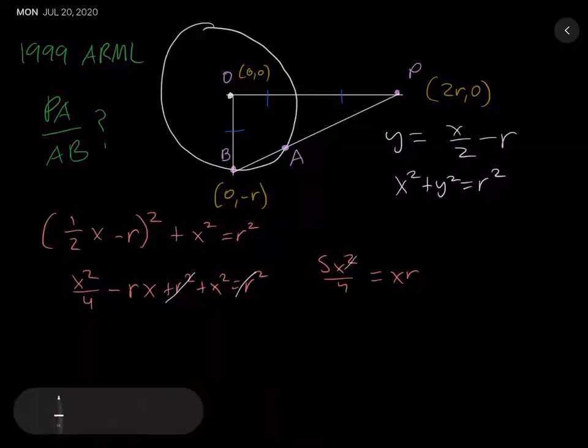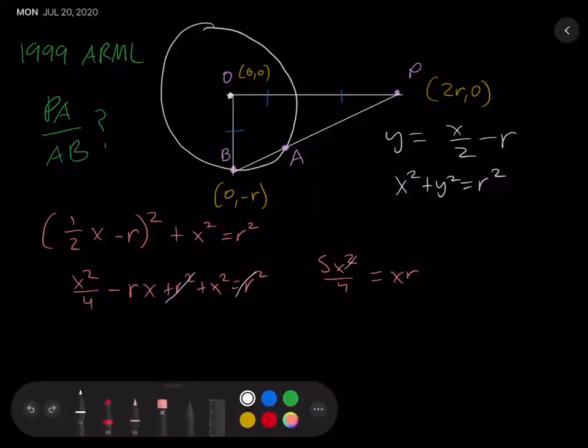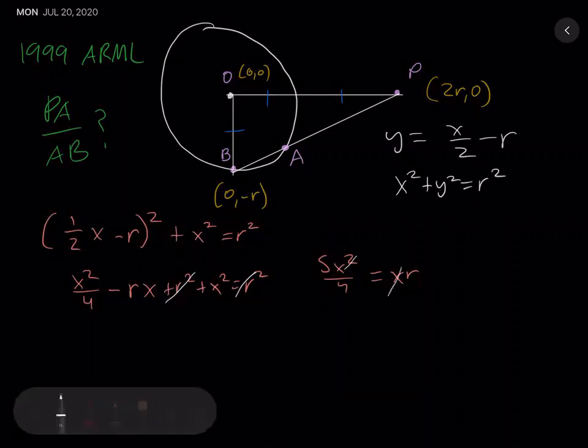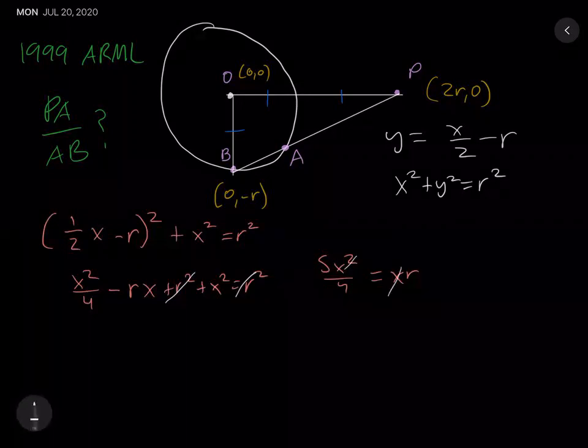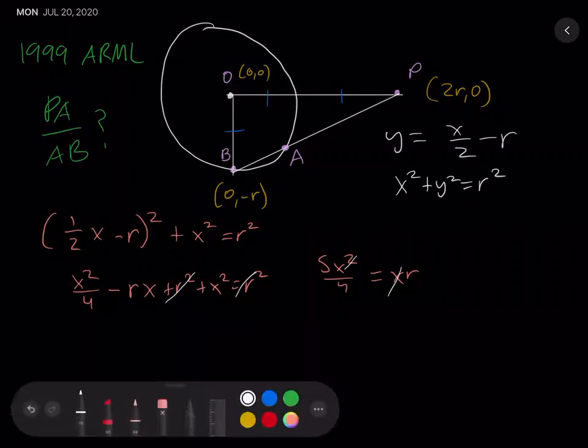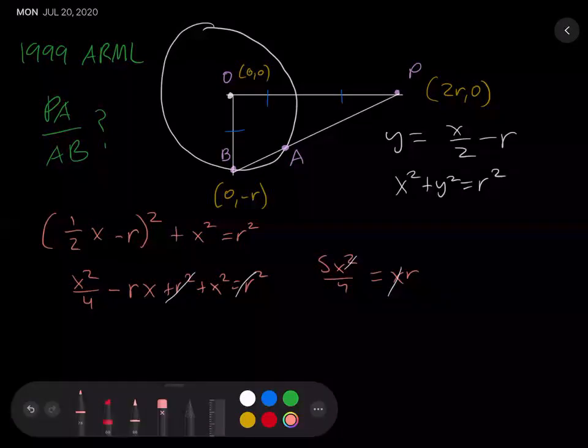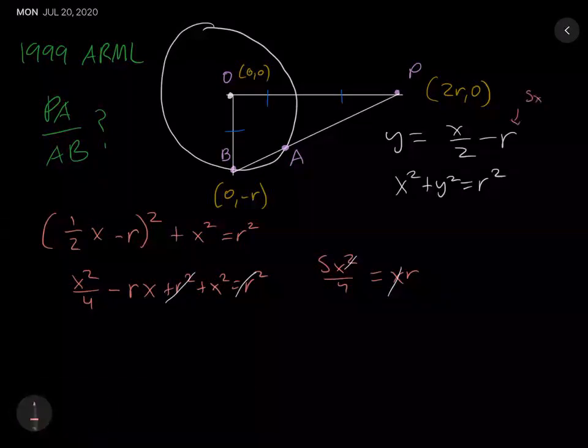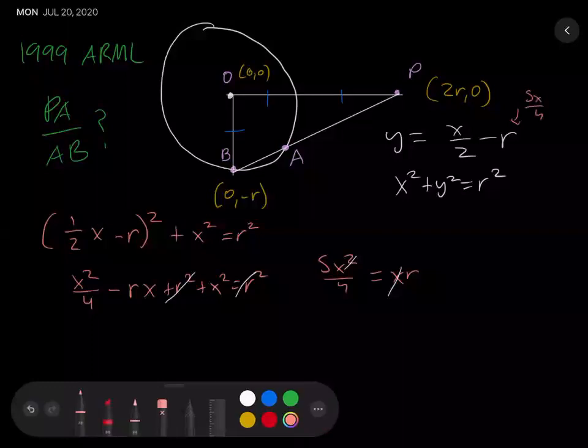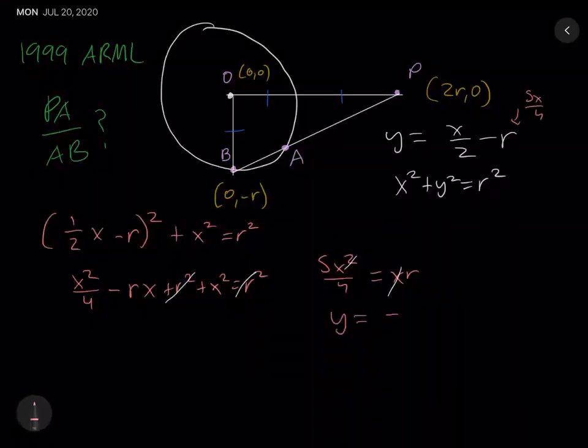But please watch out for this, because this may not always be the case. So r is equal to 5x over 4. We can plug that equation into y. So over here, we say 5x over 4. So we get that y is equal to negative 3x over 5.